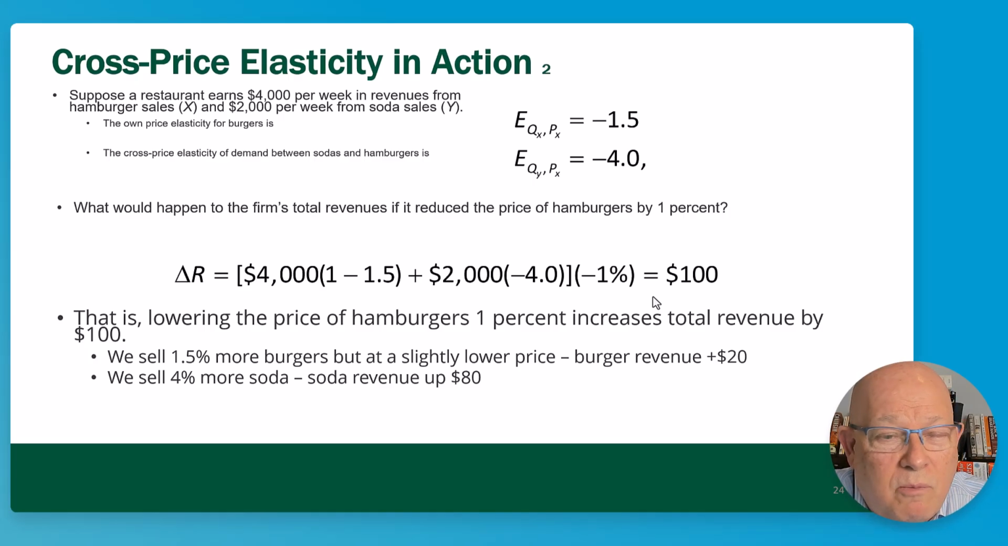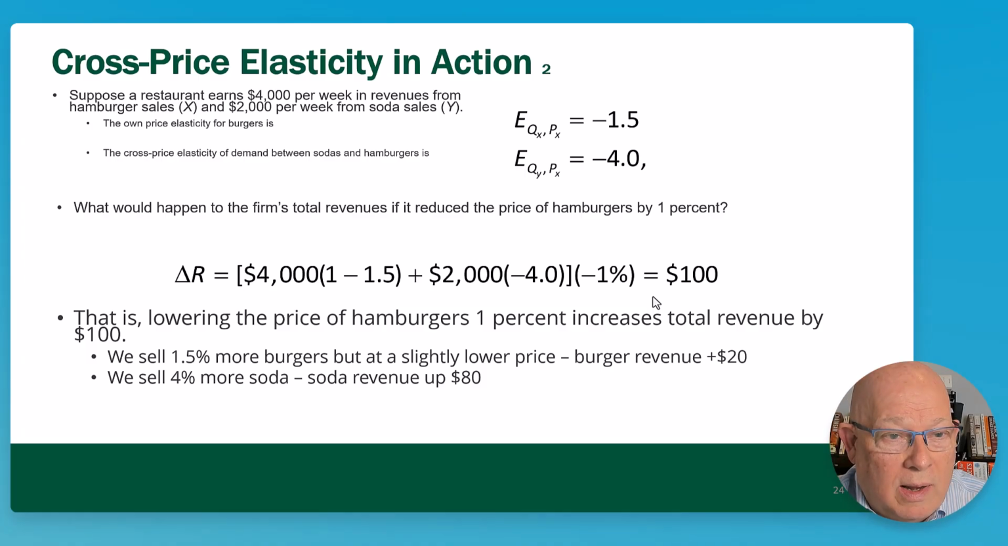So if we actually break that down and work through what's going to happen, we're reducing the price of hamburgers by 1%. We're going to sell 1.5% more burgers, but at a slightly lower price. Our burger revenue is actually going to go up by $20.